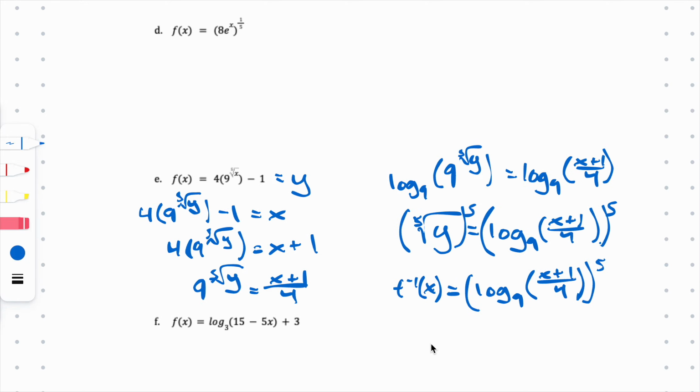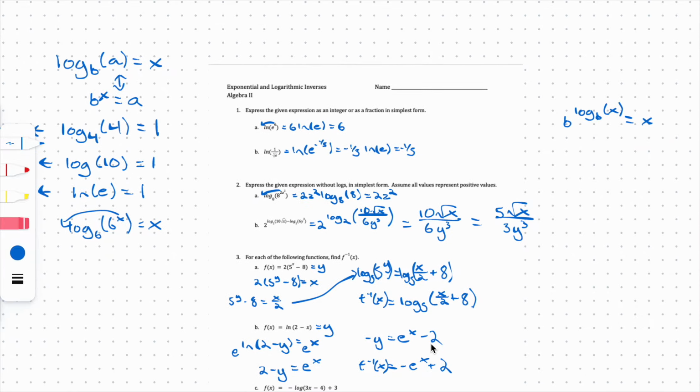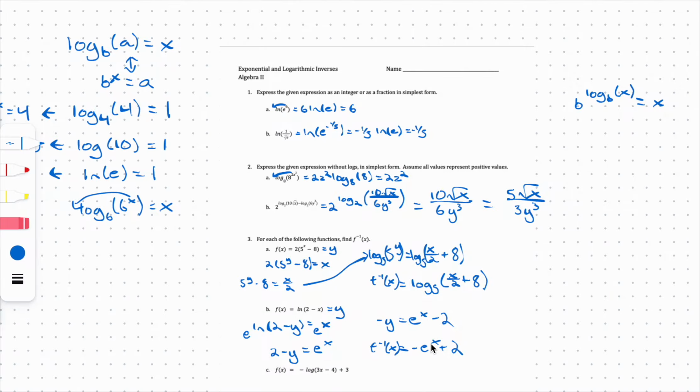Okay, so today we've gone over how to find inverses of exponential and logarithmic functions. We've established some very important concepts, such as when the base of a logarithm is the same as its argument, that entire logarithm is just equal to 1. And when we raise b to log base b of x, that's just equal to x. Those are some important concepts we used in finding the inverse of certain exponential and logarithmic functions.